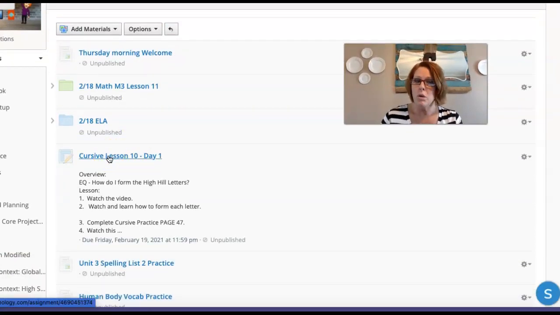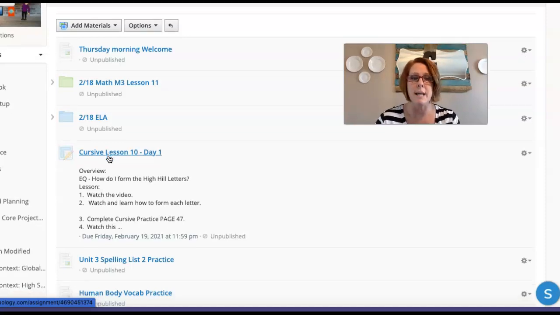The other thing that you need to work on today is cursive, lesson 10, day 1. I know it's been a while since we did cursive, but we're bringing it back. You're going to do some lessons. This is due tomorrow on Friday. So if you don't get it finished today, you can do one page today, one page tomorrow. That's fine as long as you get it done.